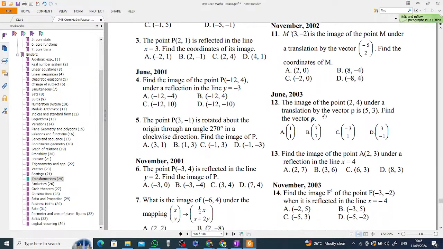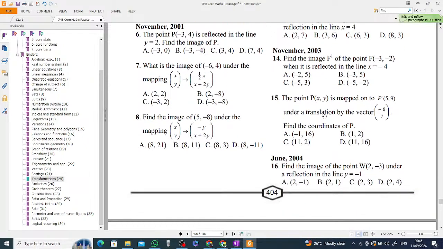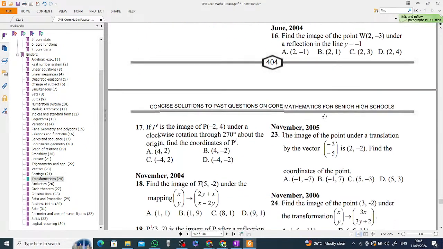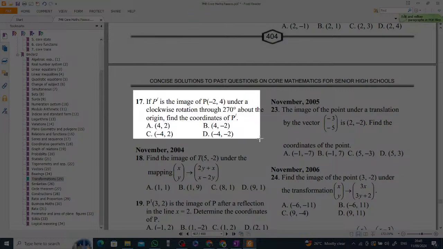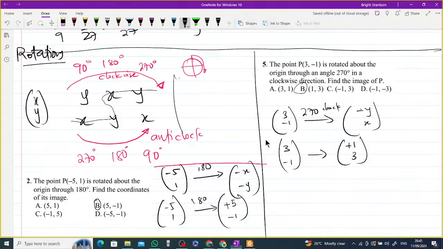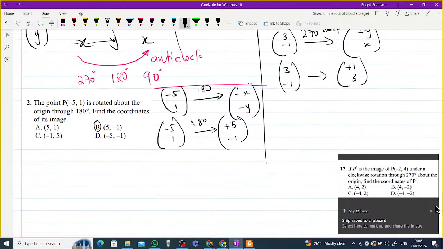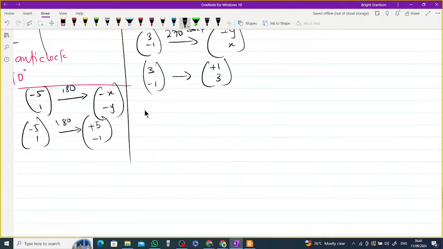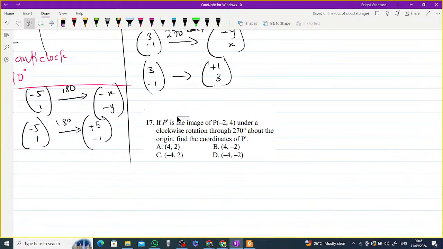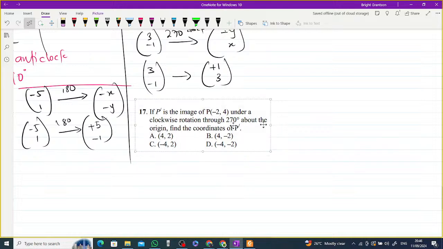Let me see if I can get another easy one. Another one is here. The transformations are very, very easy. So this is another one. It says, if P prime is the image of P (-2, 4) under the clockwise rotation of 270 about the origin, find the value of P.